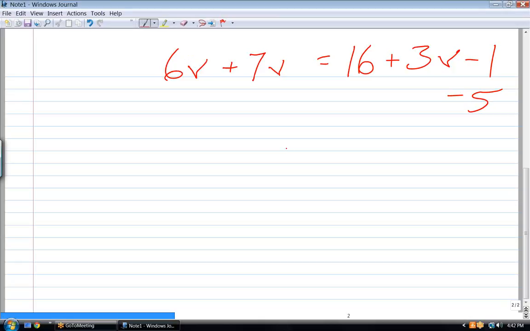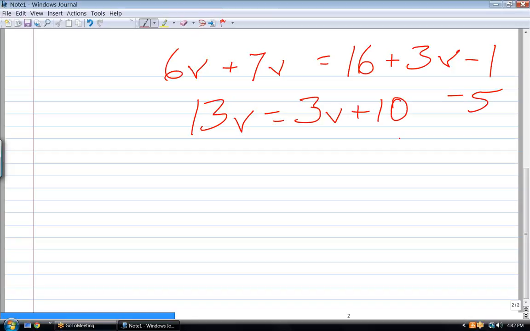Next line. Give me the next line. What would be your next step? So the first thing I would do is combine like terms on the separate side of the equation. So I would add 6v and 7v, and the 3v stays. What happens when you combine all the like terms on the right side of the equation? You get 10 plus 3v.